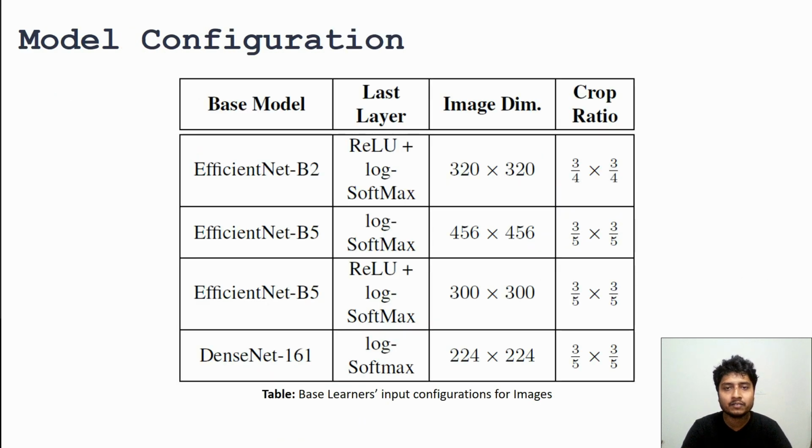We use the following input configurations for the base learners. For each base learner, the given images are first resized to 512 x 512. Then, in accordance with the crop ratio column, random crops were generated at runtime, which were resized as per the image dimension column.